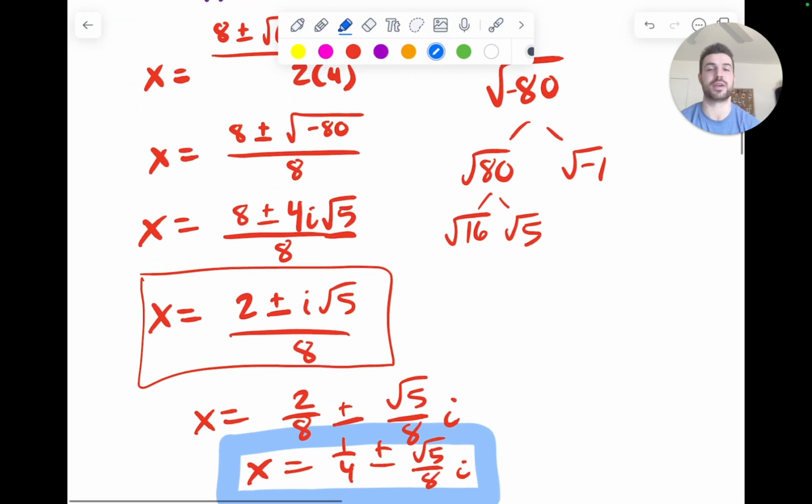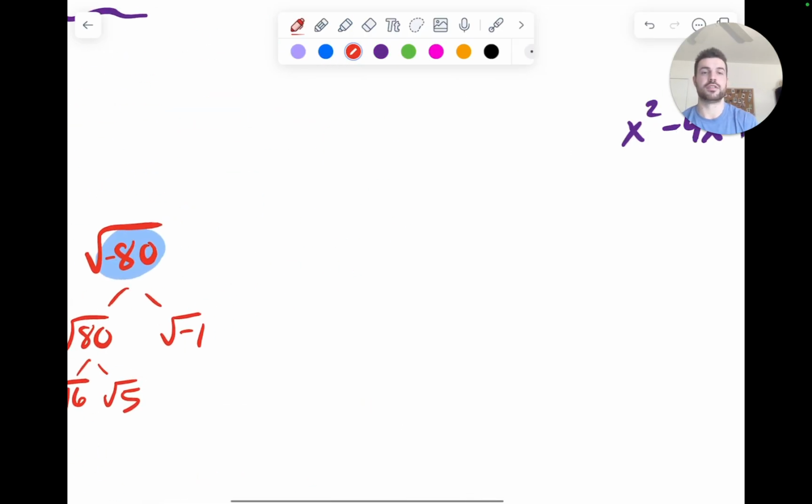Again, the process is basically the same as it was before when we're solving quadratics. The only difference is now we can take the square root of negative numbers by including an i in our solution. Okay? So let's do a couple more examples.